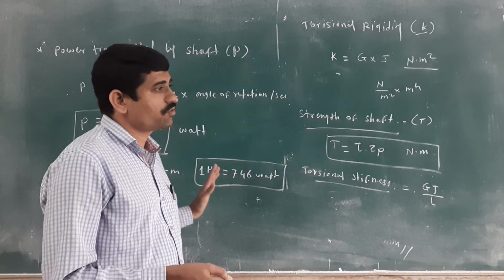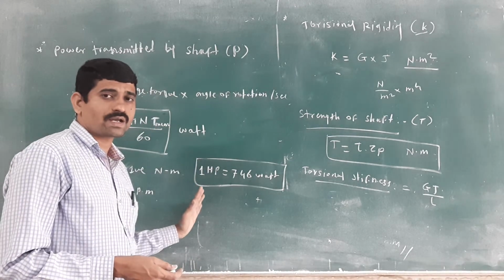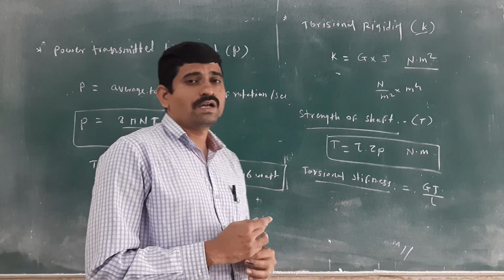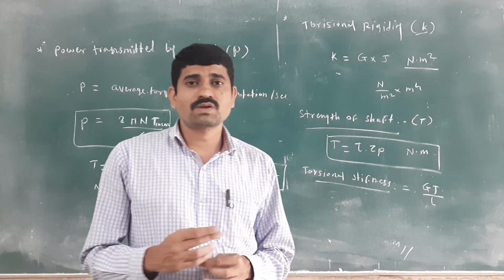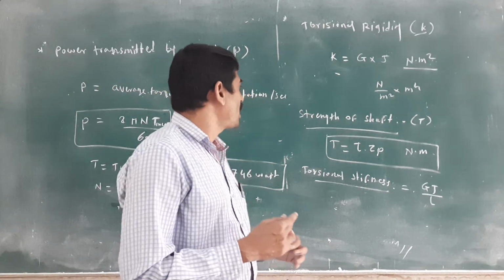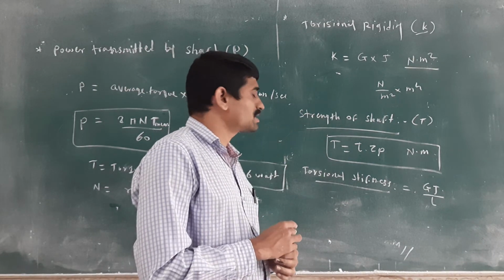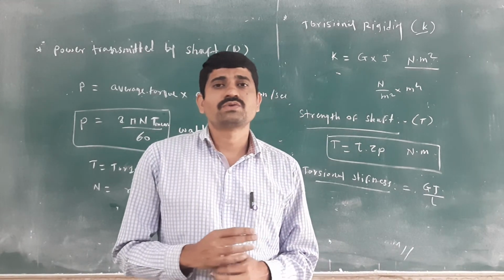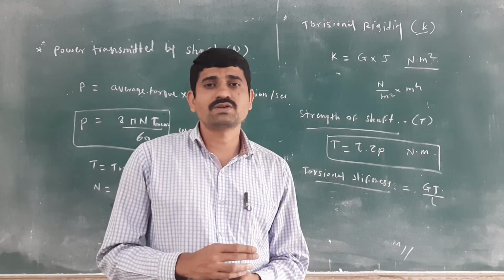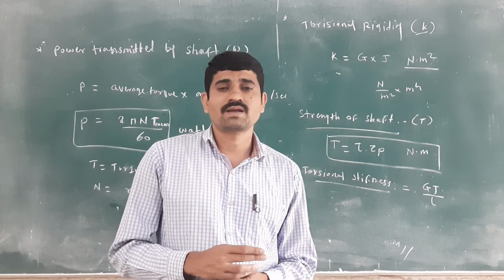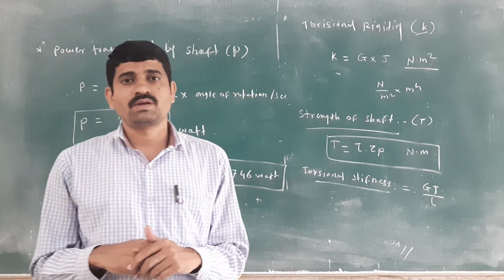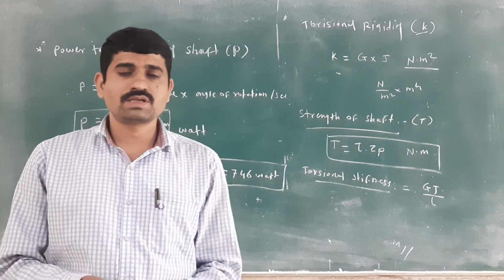Then you know how to calculate the power. Power is equal to 2 pi NT divided by 60. Then you know what is the torsional rigidity. It is the product of the modulus of rigidity and polar moment of inertia, and it is denoted by K. And how to calculate the strength of the shaft? T is equal to tau into Zp. And torsional stiffness is equal to G into J divided by L, means you have to calculate this value for unit angle.